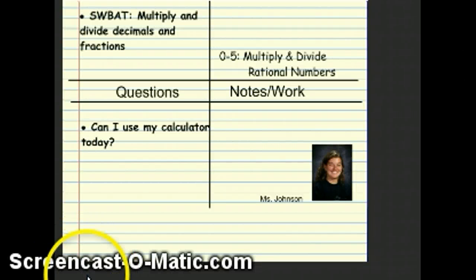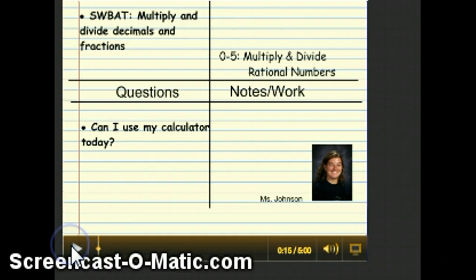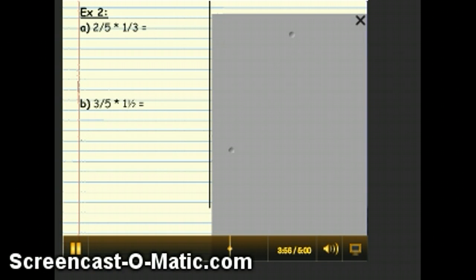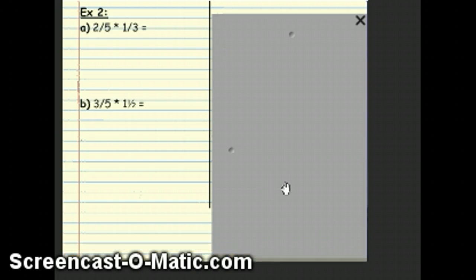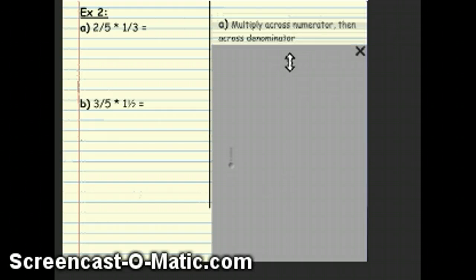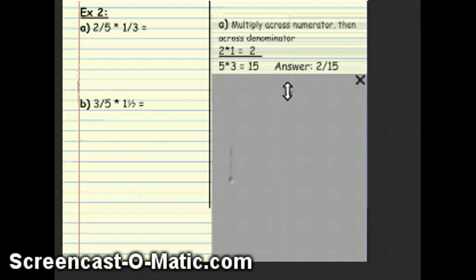If you remember from the other day when we were down in the cafeteria, our next example was working with multiplying fractions. Example A in number 2, 2/5 times 1/3. Go ahead and set them up. When you multiply, you just get to multiply straight across the numerator and straight across the denominator. Okay, those are your notes. Multiply straight across. I'm sure you remember that from last year. So when we set it up, numerators, 2 times 1 is 2, 5 times 3 is 15, so our answer is 2/15.